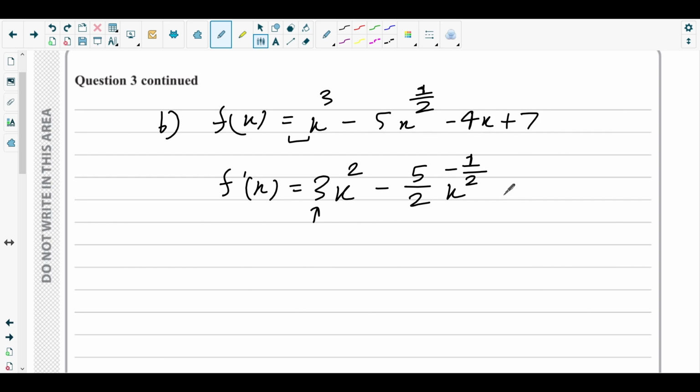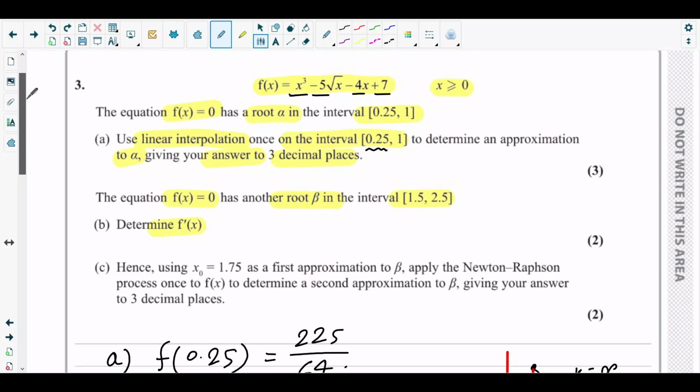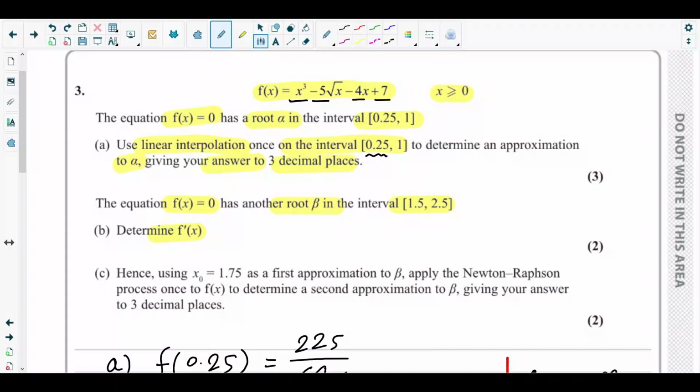Okay, same goes for the third term. It will give negative 4 only. Okay, so f dash x would be 3x squared minus 5 over 2 square root of x, since x to the power negative half is the square root of x in the denominator, minus 4. This is f dash x, and that's what part B of question number 3 has asked to determine. Fine.